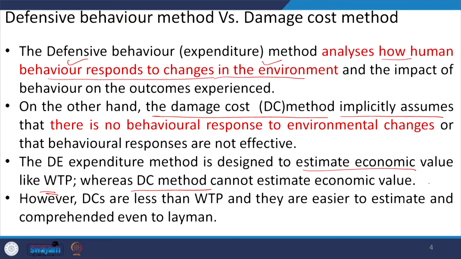And the third one, in continuation, we can also say that damage costs are actually less than the willingness to pay, and they are easier to estimate. It can also be understood by anyone, even a layman can understand these damage cost estimations: when the pollution increases or any environmental change occurs, how it is impacting the health, or the resources, and what is the cost to it.